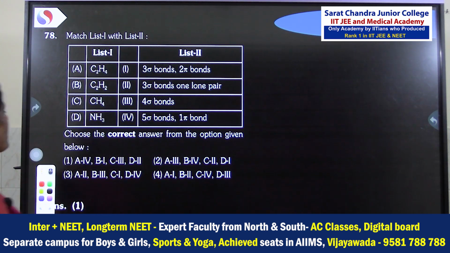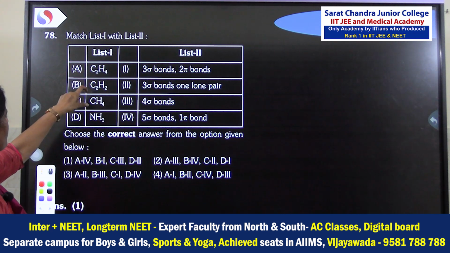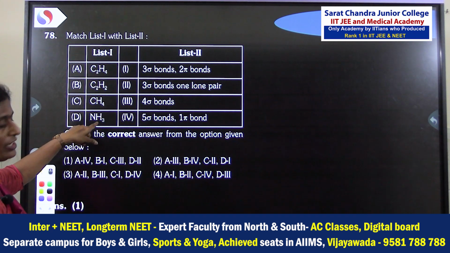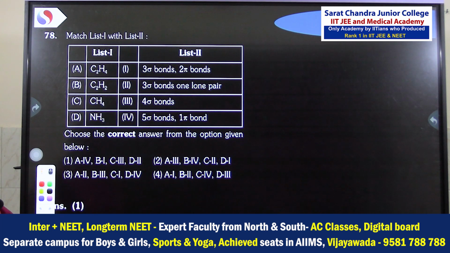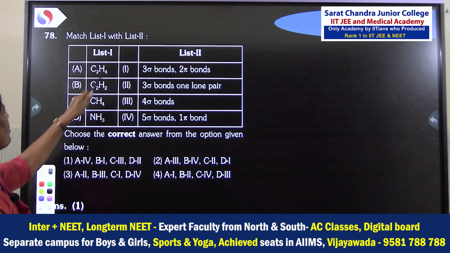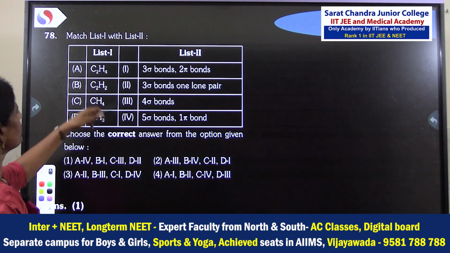Next, match list 1 with list 2. In list 1, again organic compounds are given, and one inorganic compound, ammonia. In list 2, the bonds are mentioned, sigma and pi bonds, as well as lone pairs. In list 1, the first molecule is ethylene, C2H4.